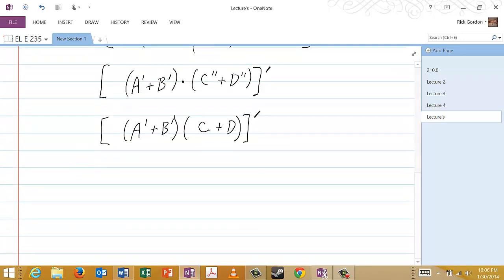Now we will multiply out everything we have on the inside of the brackets. So we get A prime C plus A prime, probably instead of prime I should say complement, but you'll understand. I'll use those terms interchangeably. So A complement D, B complement C, or B complement D, and then we take the complement of all that.